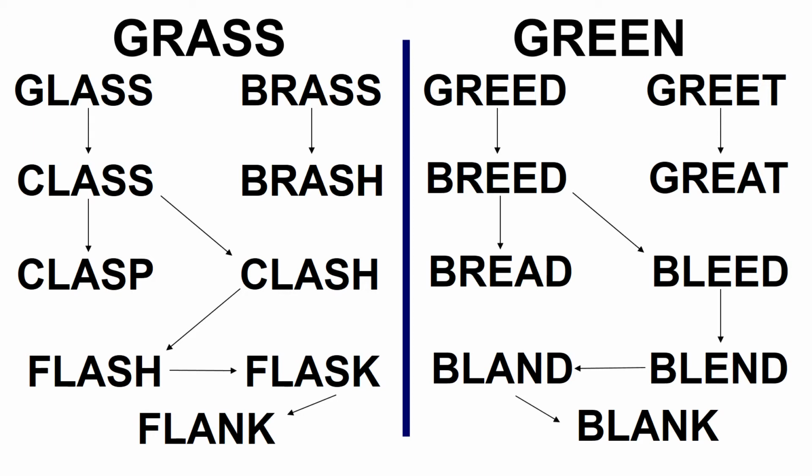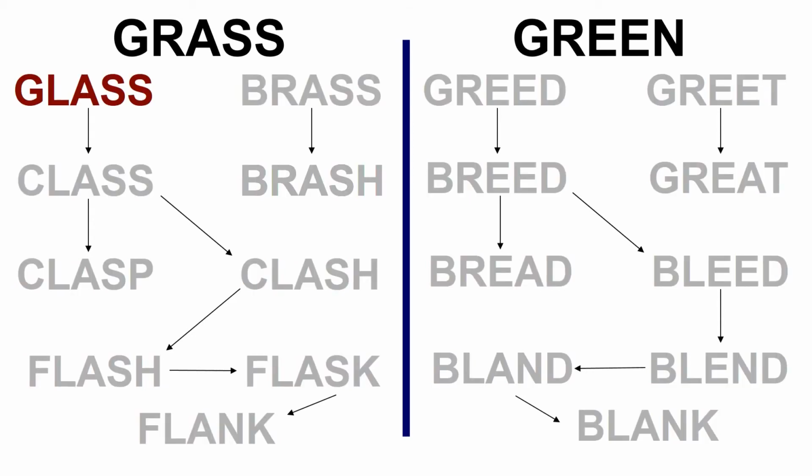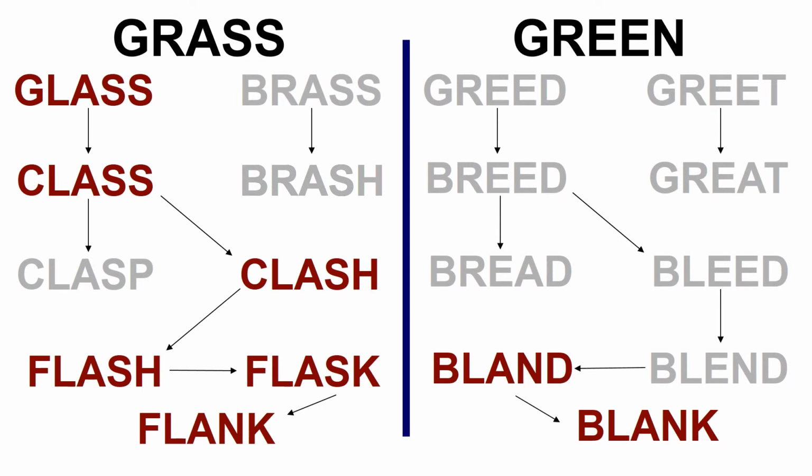Let's step back and see what the solution will be. And you'll notice we're not going to use anywhere near all the words we've written down here. But writing them down and pursuing all those kind of dead ends helped us get the right answer. So it's grass, glass, class, clash, flash, flask, flank, blank, bland, blend, bleed, breed, greed, green.